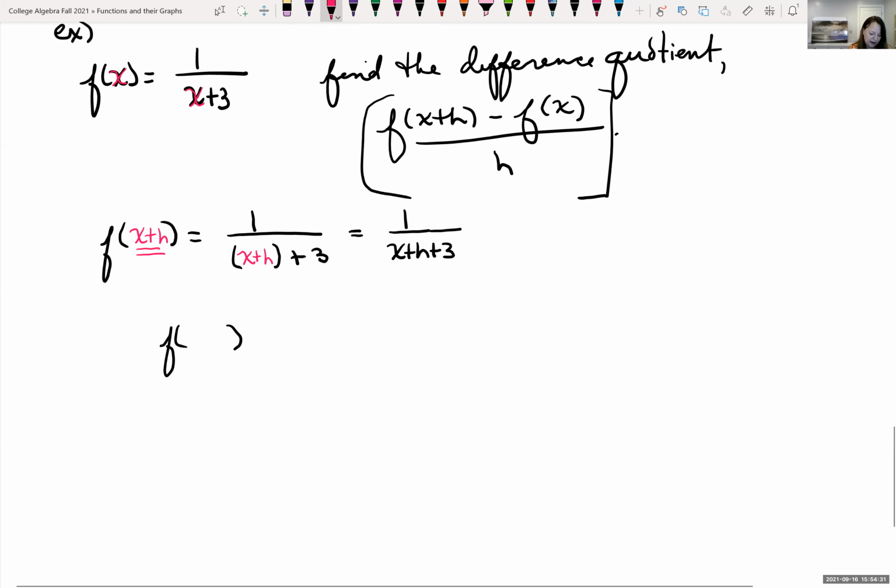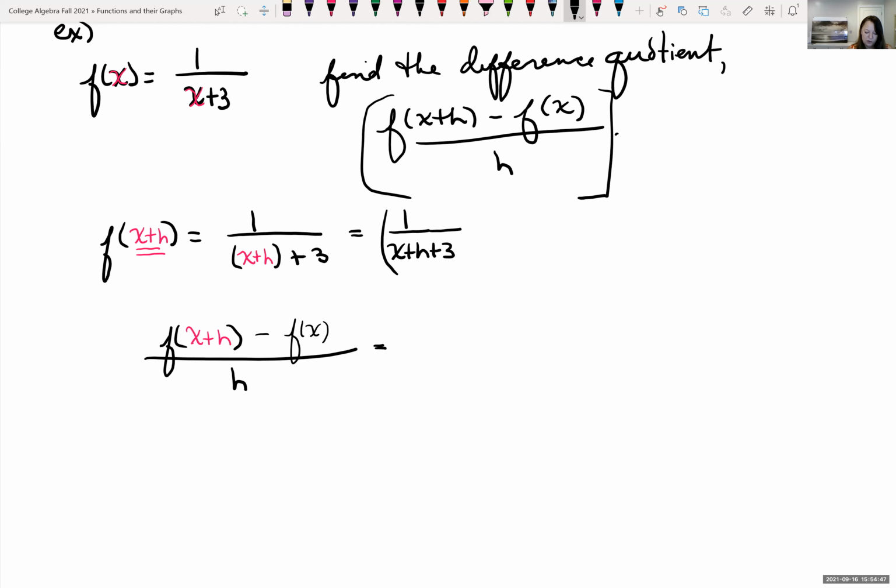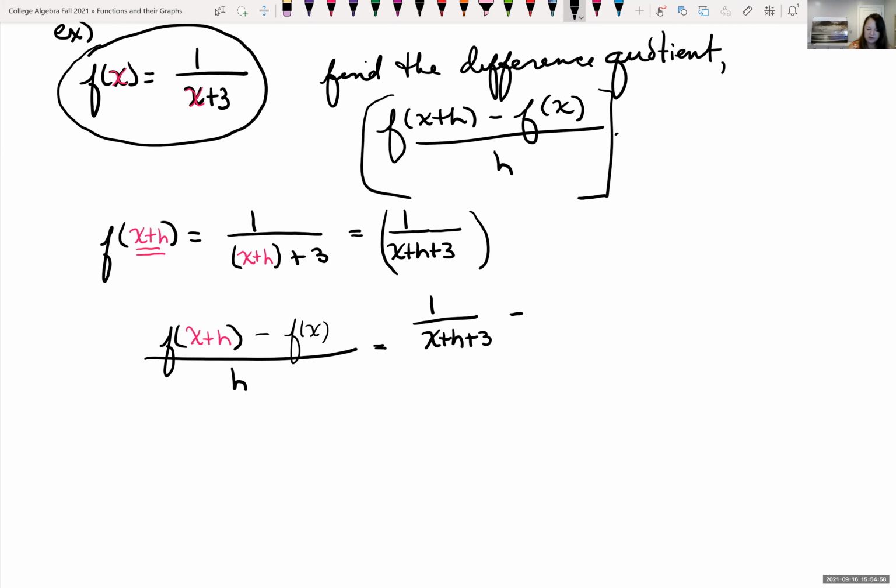So putting it together, f of x plus h, I'm then going to subtract off f of x, and I'm going to put it all over the variable h. Well, f of x plus h we just found was 1 all over x plus h plus 3, minus f of x. So subtracting this off, I have minus 1 over x plus 3. And then we're putting this all over the variable h.